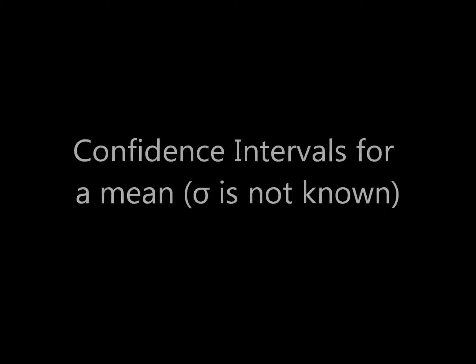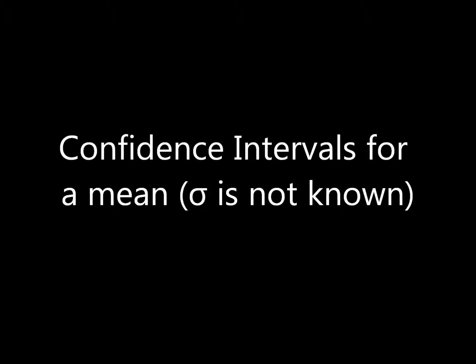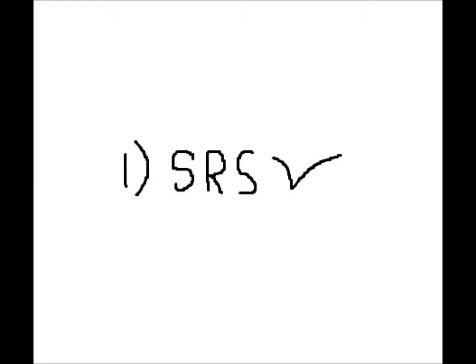In order to calculate a t-level confidence interval for the unknown mean of a population, your data must meet the following three conditions. 1. SRS. Our data are a simple random sample of size n from the population of interest or come from a randomized experiment.